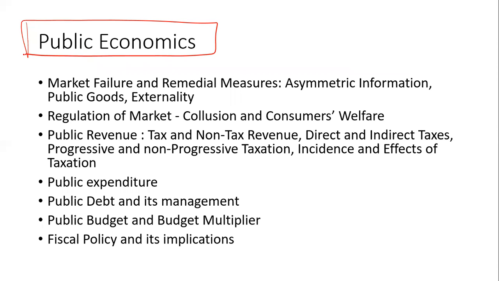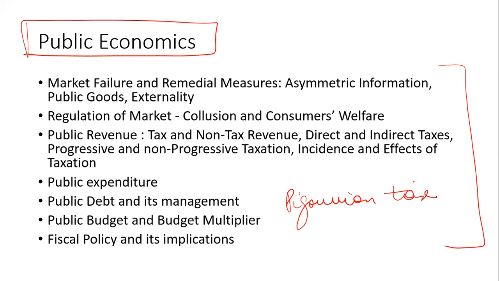How do you find optima? We are going to talk in detail about what is Pigovian tax, something that I haven't mentioned here, but it's important. What are the different ways to deal with public goods, to find optima in case of public goods? What is collusion and consumers welfare? Then what are progressive taxes, non-progressive taxes, but I'm going to also compare them with proportional taxes.